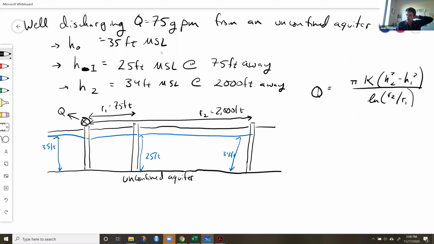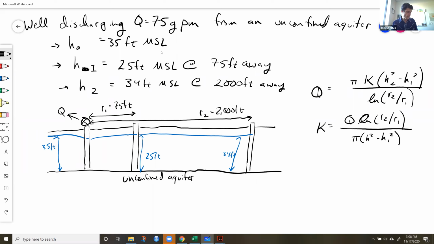So all we need to do here is rearrange this equation and solve for K. So K is equal to Q ln of R2 over R1. That's natural log, divided by pi times H2 squared minus H1 squared. So I'll have you guys go ahead and calculate this and tell me when you have an answer.